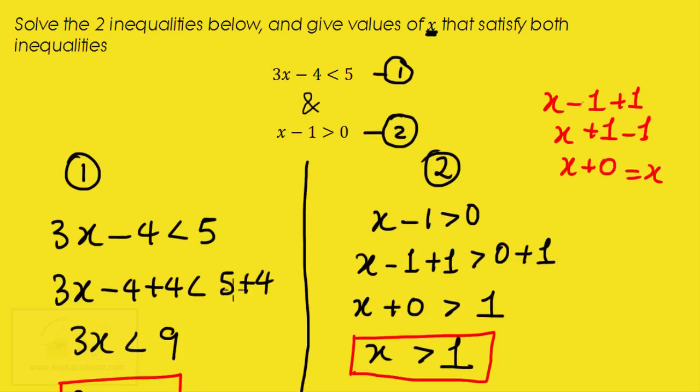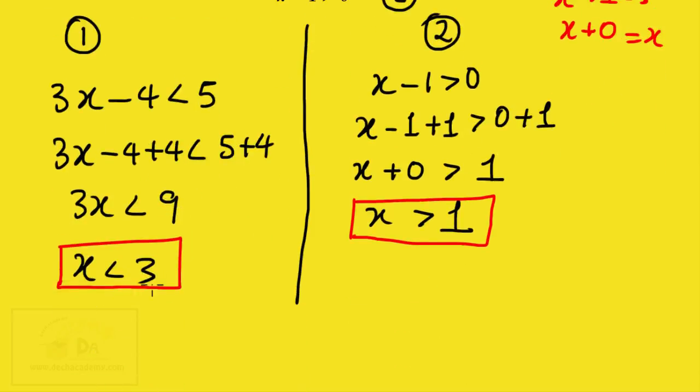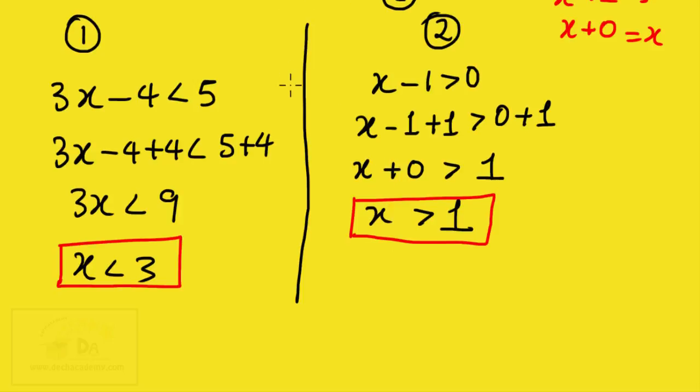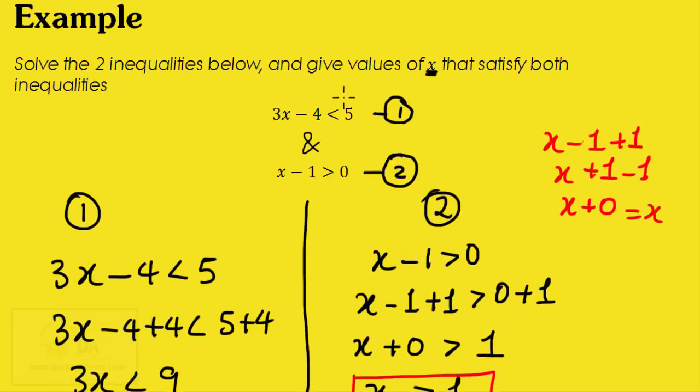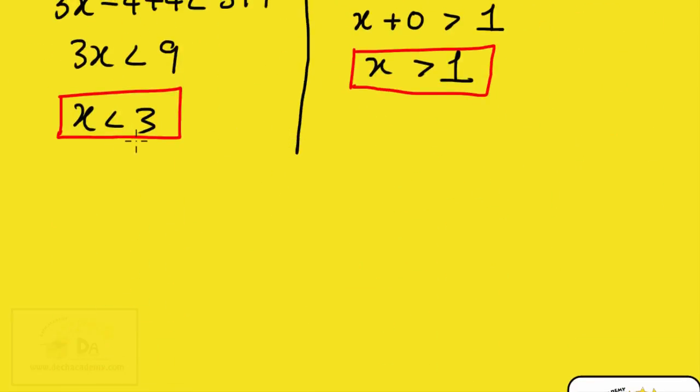So moving on, the first inequality has a solution, x is less than 3. The second inequality has a solution, x is greater than 1. And we're required to give values of x that satisfy both. So what values of x are less than 3 and also greater than 1? So let's look at the first inequality. The solutions are values of x that are less than 3.